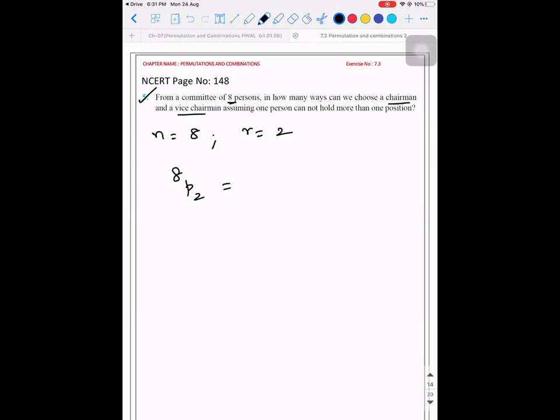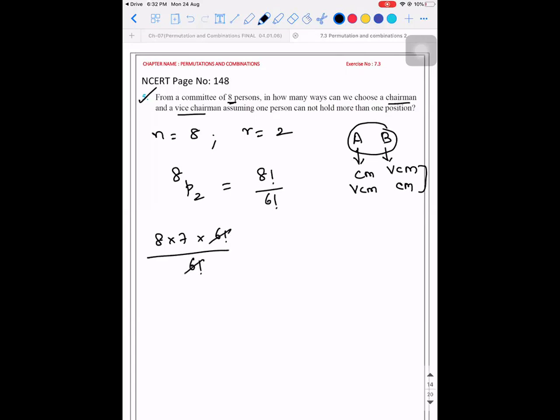Why am I taking it as permutation? Because, say for example, there are 2 people, A and B. If A becomes chairman, then B has to be vice chairman. If A is vice chairman, then B has to be chairman. So there are 2 scenarios possible. So 8P2 is 8 factorial divided by 6 factorial. It is 8 into 7 into 6 factorial divided by 6 factorial. This and this will get cancelled. The answer will be 56. Is it clear?